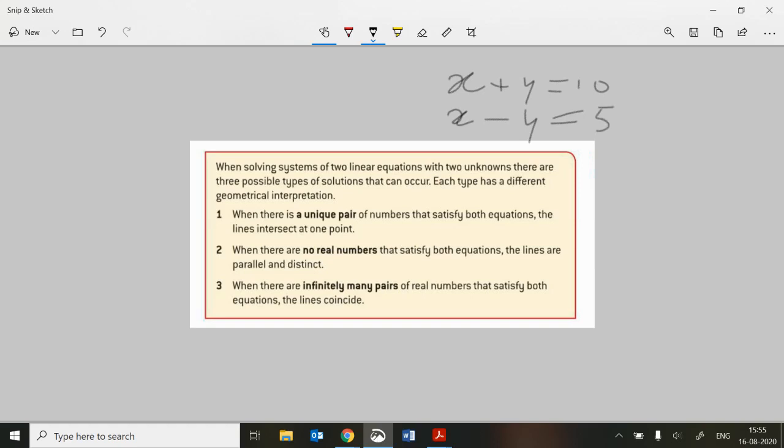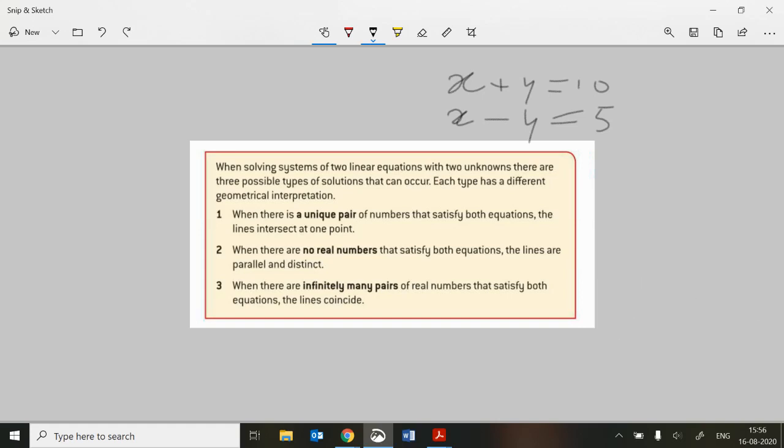Now, when you get a set of linear equations, there are 3 possible situations that could happen. One of them is that there could be a unique pair of numbers which satisfies both equations. In other words, if you draw one as a graph and another as a graph, then you'll find that they cross at a particular xy coordinate point.